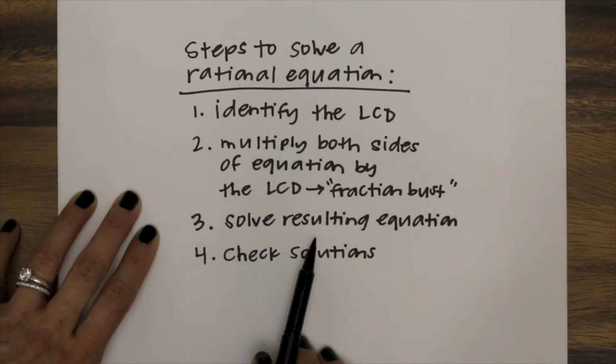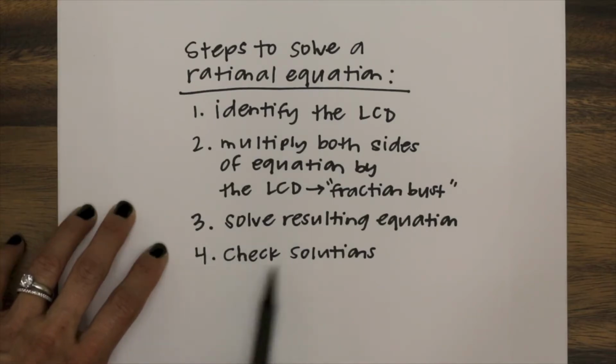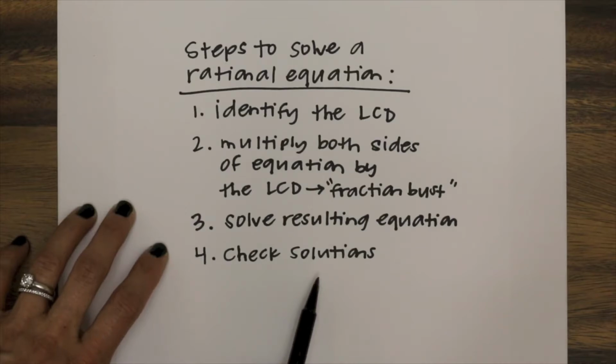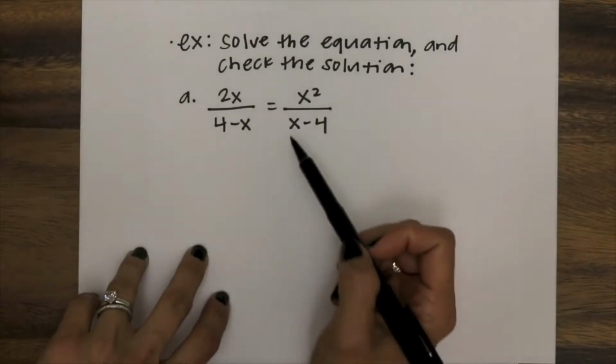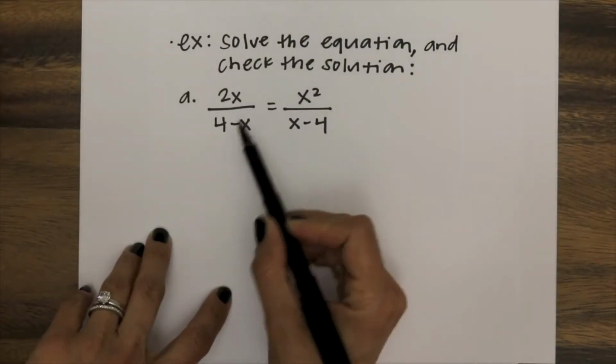Step 3 is then solve the resulting equation, and finally you want to always check your solutions to make sure that the answers that you get don't make the original equation have a 0 in the denominator. This example says solve the equation and check the solution. So again, we have a proportion.